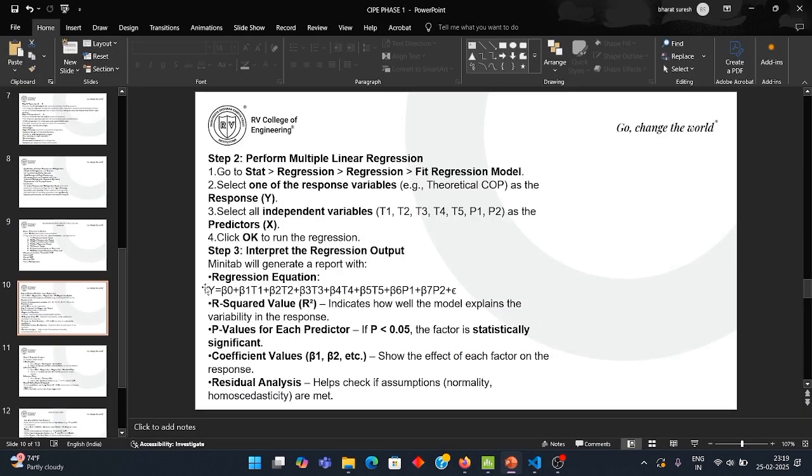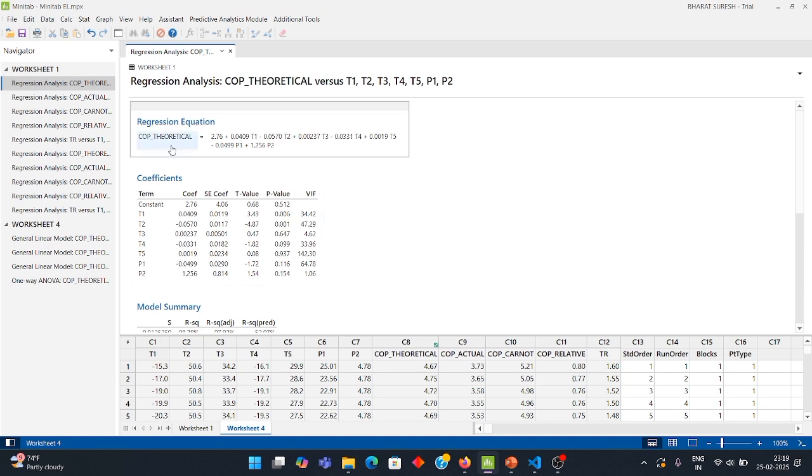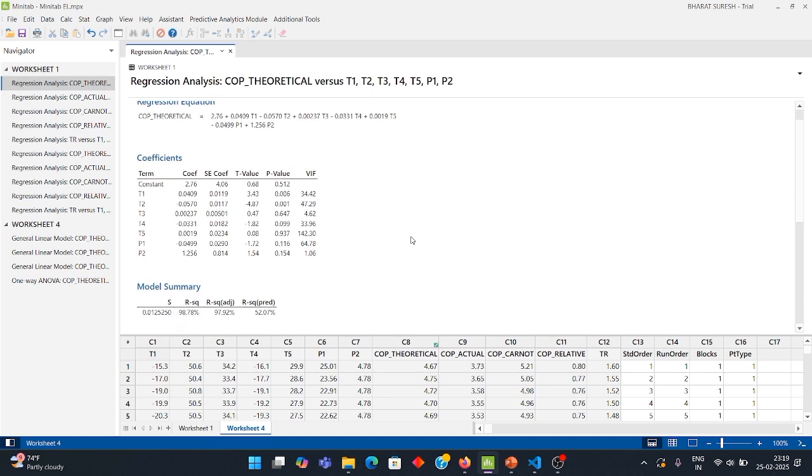The regression equation is given by y equals b naught plus beta 1 T1 plus beta 2 T2 plus beta 3 T3 plus beta 4 T4 plus beta 5 T5 plus beta 6 P1 plus beta 7 P2 plus epsilon. This is the regression equation that has been plotted based on the values that we have taken for COP theoretical. The coefficients have been given.